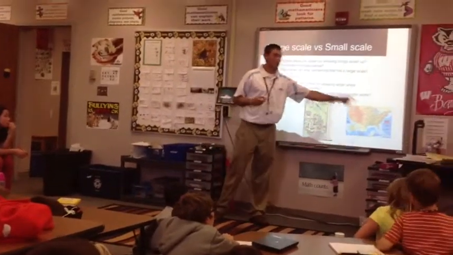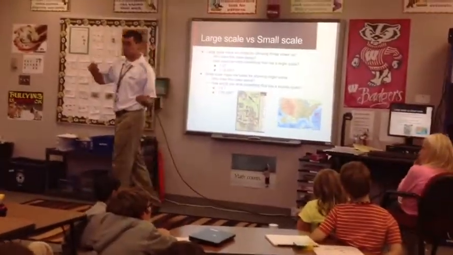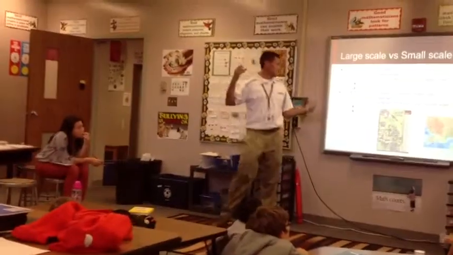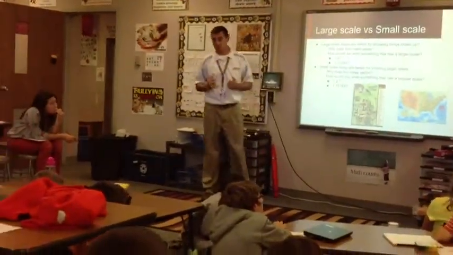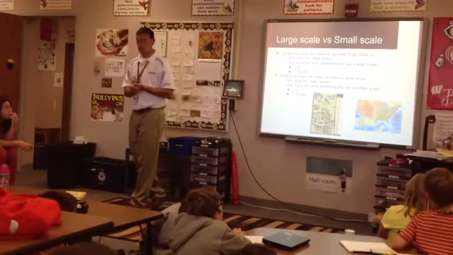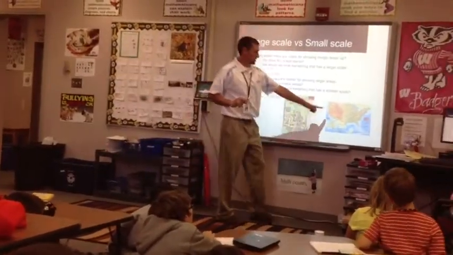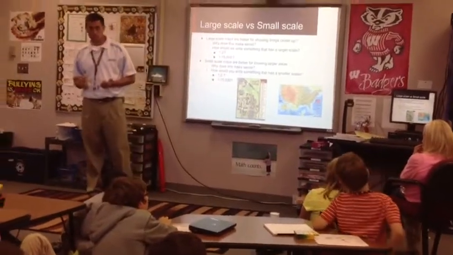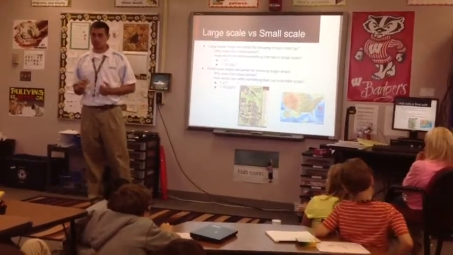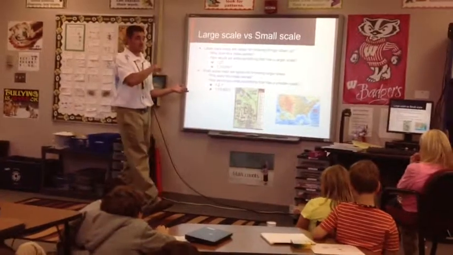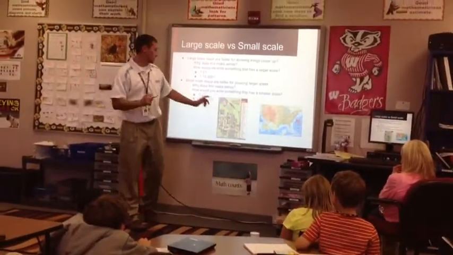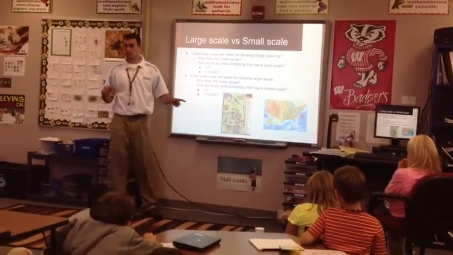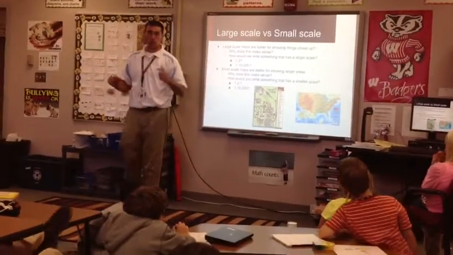Conversely, small scale, which is going to be a very small number compared to a very large number. So 1 in 15,000, or earlier 1 in 2 million. That's going to be more like this. It's going to be a small map where everything on the map is small. Does that make sense? So small scale equals small items. Large scale equals large items. We're good? All right. You're good, Spencer.